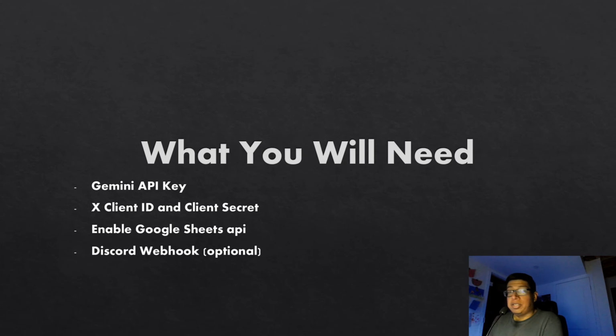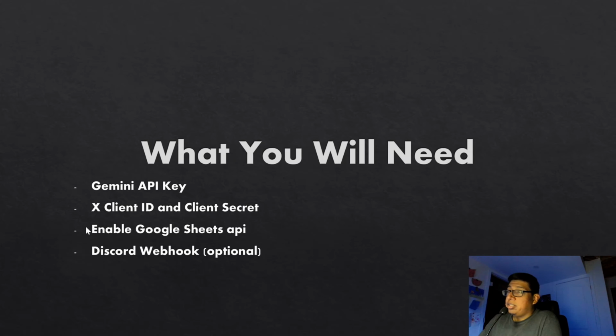All right, so before we get started, I'm just going to show you a few things that you're going to be needing to get this workflow to work. I'll show you how to get each one of these things, so don't worry about that. So one thing you're going to need here is your Gemini API key. So that's so you can use the Gemini model with the AI agent. Then from your X developer account, which I'll show you how to get or sign up for, you're going to need your client ID and your client secret.